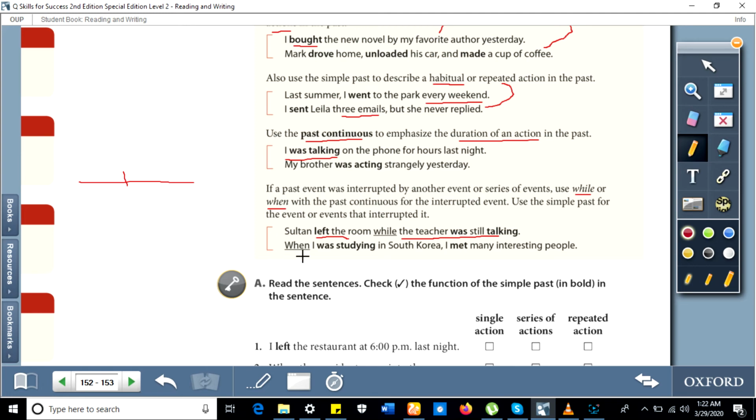Keep in mind. When I was studying in South Korea, I met many interesting people, right? So this is the duration here, and this one here is the event that happened during that duration. So that's how actually you do it.